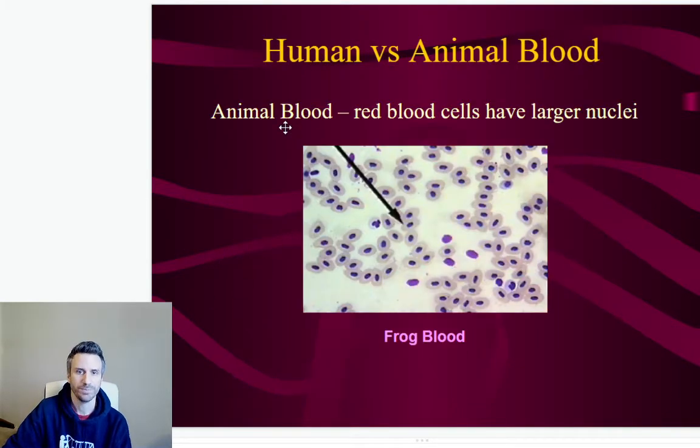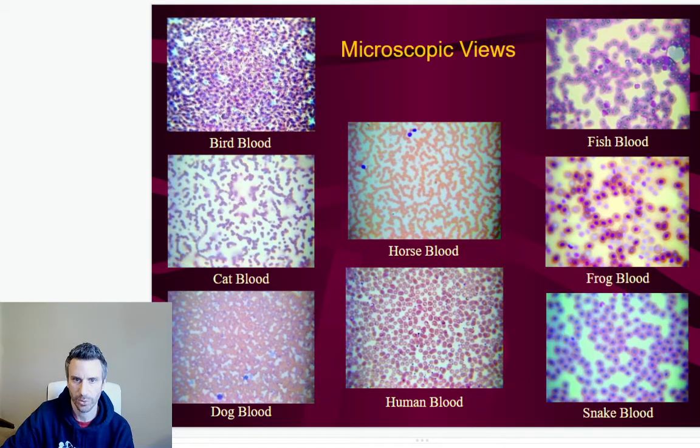Human versus animal blood. We are technically animals, but non-human blood will typically have larger nuclei. You can see this darker spot in the middle. That's the nucleus of the cell, and you can't really see the nucleus with a reasonable microscope in human blood. So if you can see nuclei, it's probably some sort of non-human animal. Here are some other examples. You can see how the red blood cells look very different within the various species of animals.